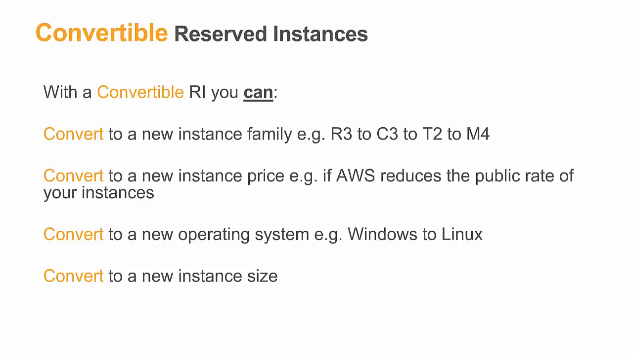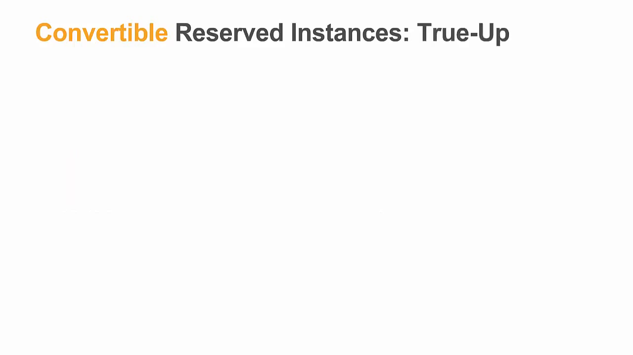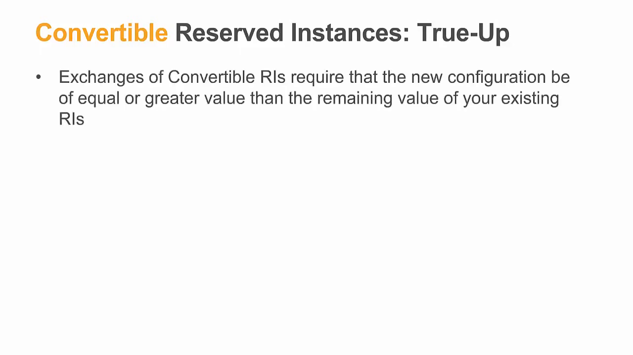You can change the operating system of your RI. For example, if you want to move from Windows to Linux, or change the size if you want to move from an M4 extra large to an M4 2 extra large, or even the tenancy from dedicated to default or vice versa. And finally, you can even change your payment option. For example, you can change your convertible RI from a no upfront option to a partial upfront option.